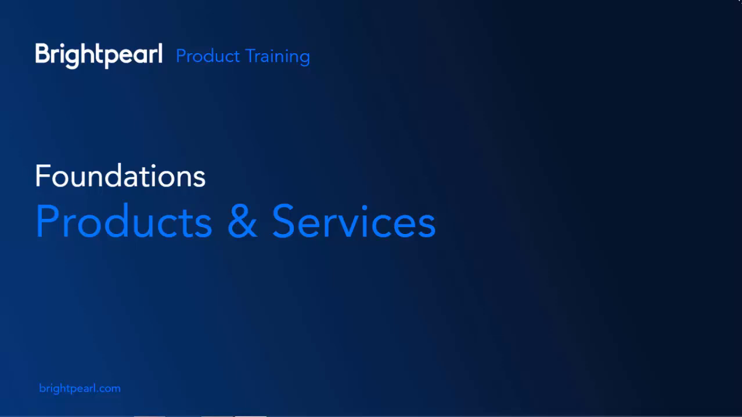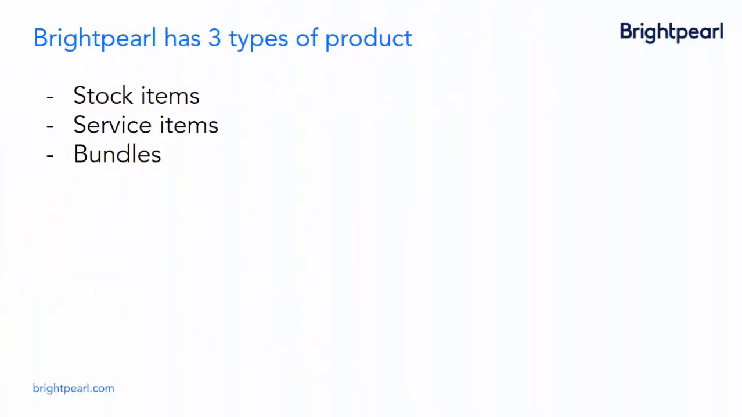In this video, we're going to take a look at the foundational concepts of products and services. There are three types of product: stock items, which have inventory levels, service items, which are not stock tracked, and then bundles, which are used to group stock items and non-stock items. All share the same product table in Brightpearl and have a name, SKU, barcodes, brand, suppliers, and other informational data.